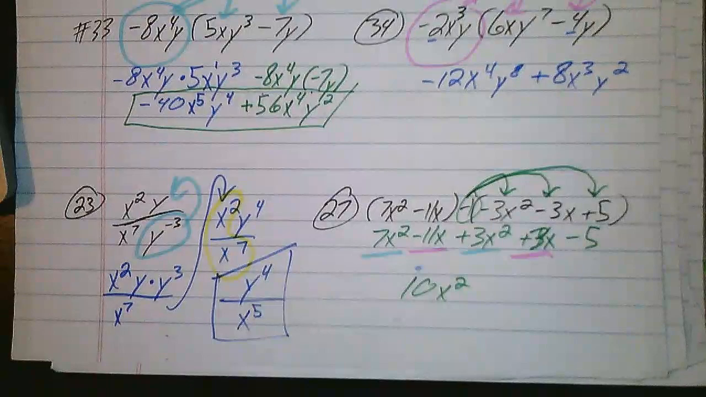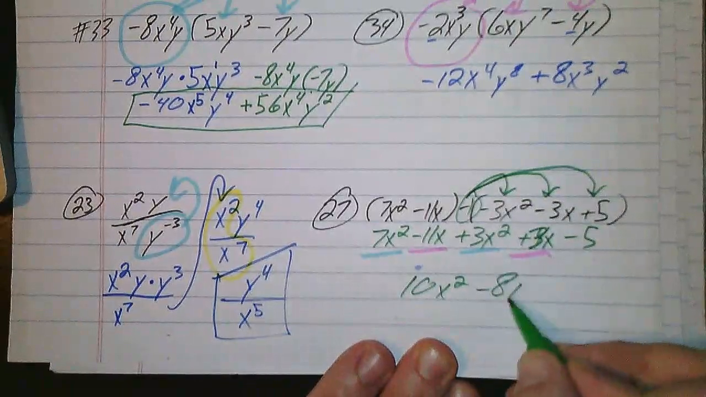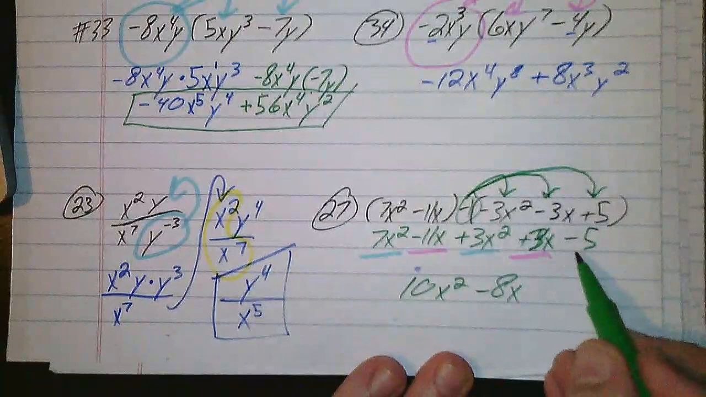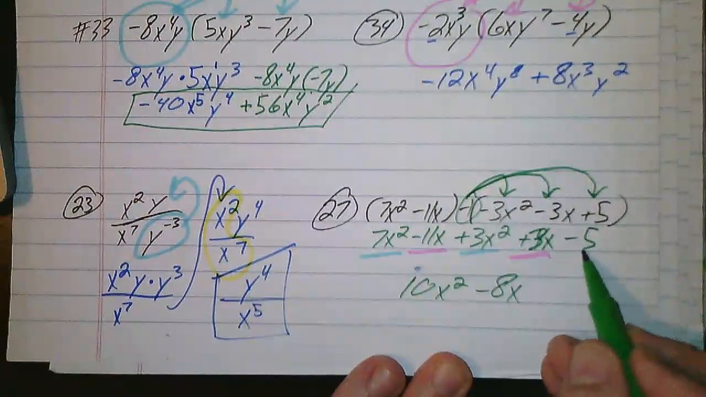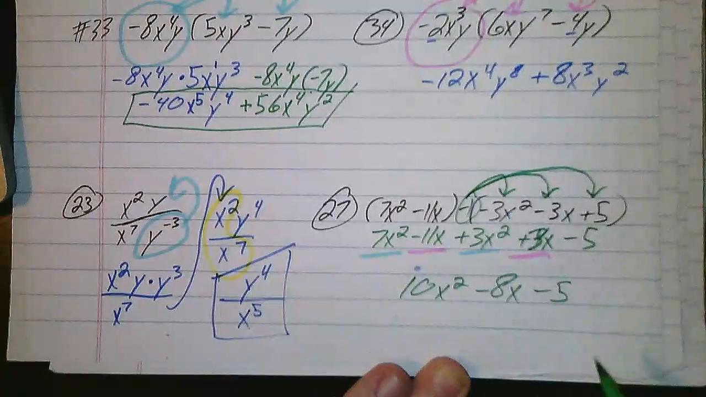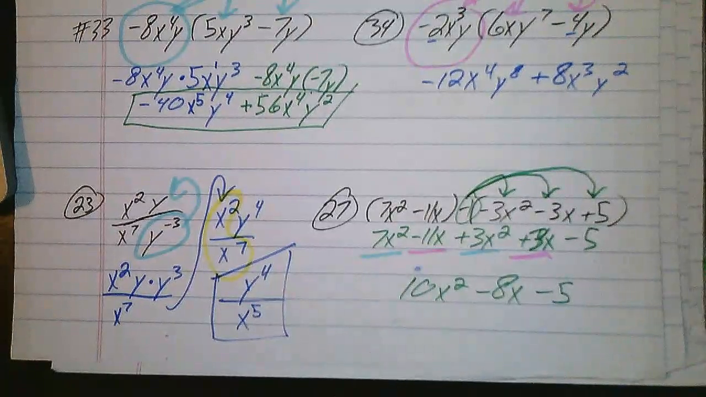-11x plus 3x, we just combine the coefficients. -11 plus 3 is -8. So that's -8x. And there's no other constant, nothing that's just a number to combine with that -5. So that just carries down. So we'll turn the page.